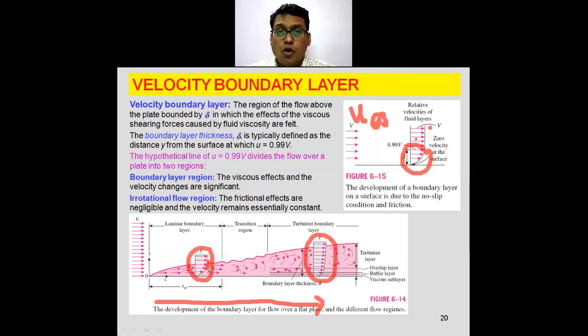Now this boundary layer thickness is typically defined as the distance y from the surface at which u equals 0.99 v, or 0.99 times u infinity, whatever you define, whether it is v or u infinity. So u here typically means the actual velocity.